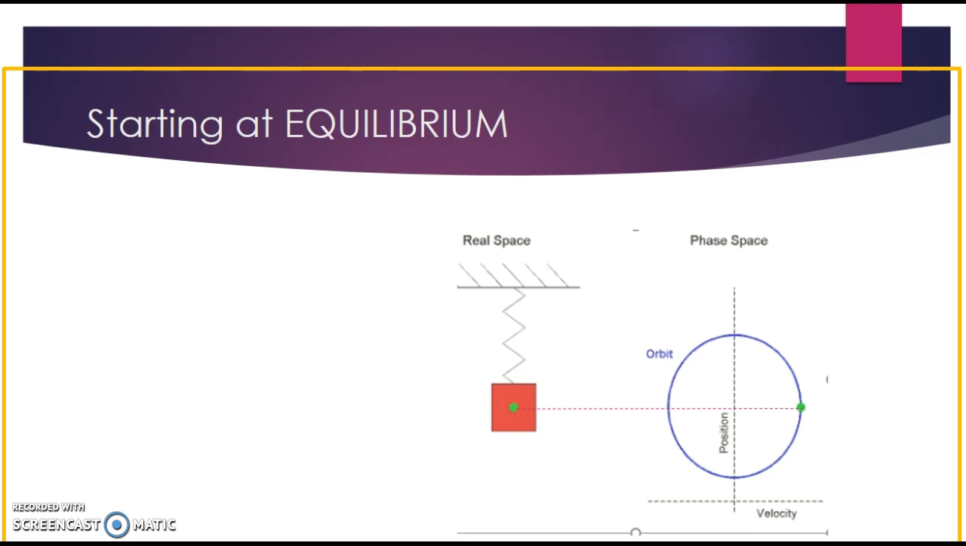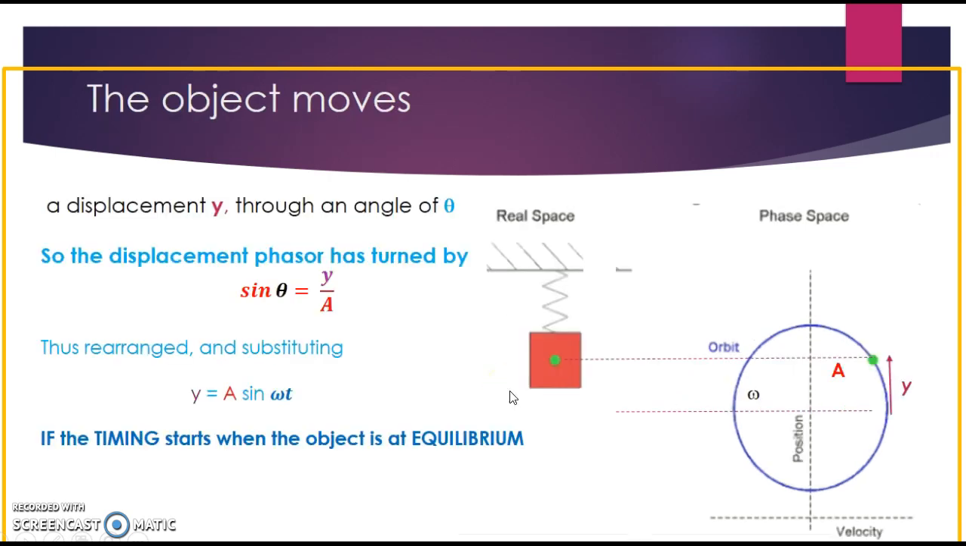So just to refresh your memory, if we start at equilibrium and we move, in other words, this object is going to move up on the spring through a certain angle of theta, and also through a displacement of y. Then the displacement phasor has turned by an angle theta. Sine theta is opposite over hypotenuse, so it's this y over here. y is opposite the angle over hypotenuse, which is a, and so we write it as sine theta equals y over a.